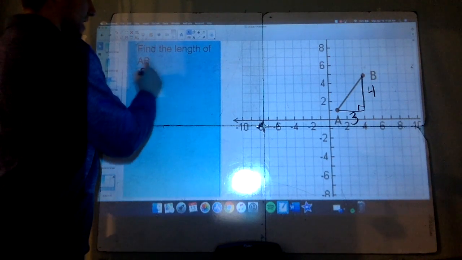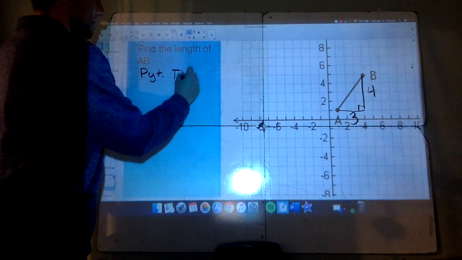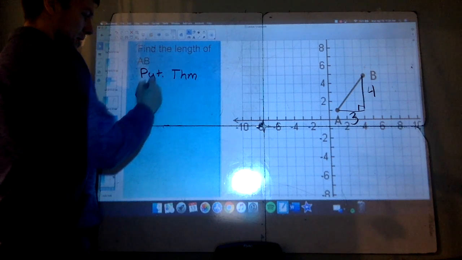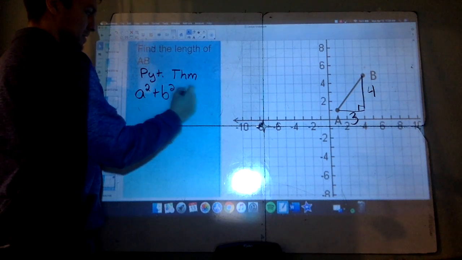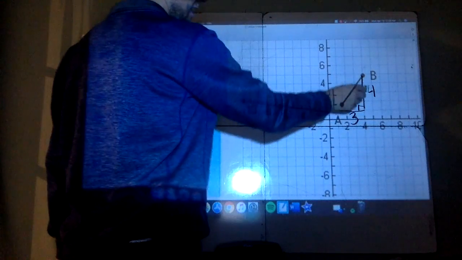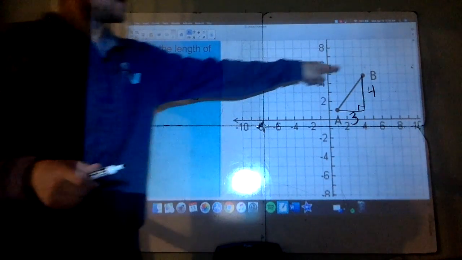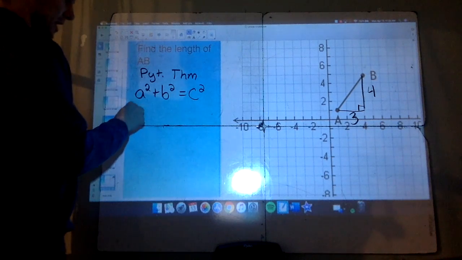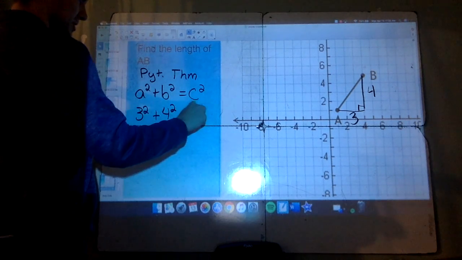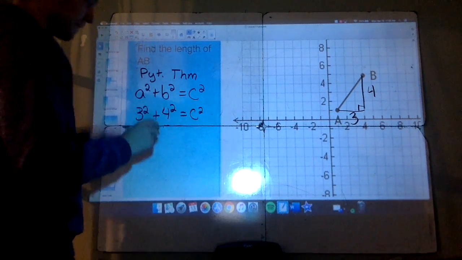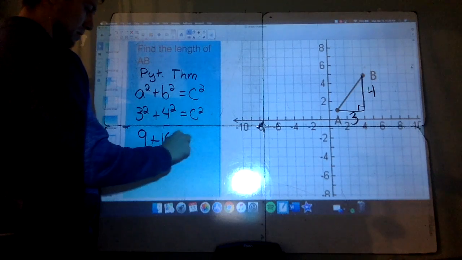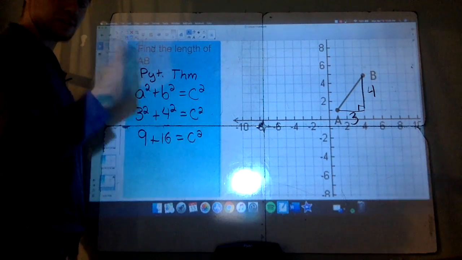Well, it's something called the Pythagorean theorem. Now I'm going to abbreviate it. But if you remember the Pythagorean theorem, it's a squared plus b squared equals c squared. So here we have our two shorter sides are always a and b, and c is the hypotenuse. So we're going to have 3 squared plus 4 squared equals c squared. So 3 squared does not mean 3 times 2. 3 times itself is 9. 4 squared is 4 times itself is 16.